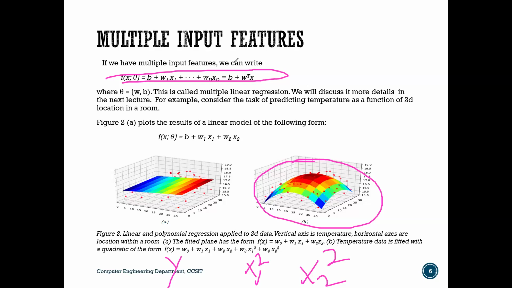Based on the data points, you will check the data and analyze whether it has a linear relationship, or a quadratic relationship, or which type of relationship it has. Based on that, you will use a particular model.